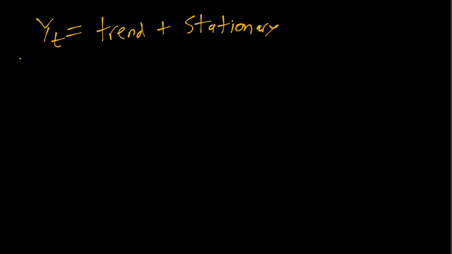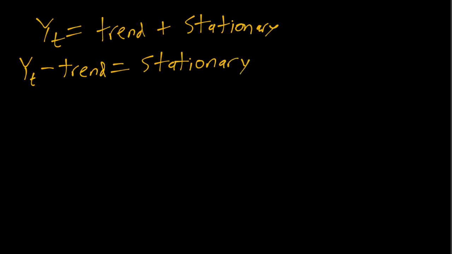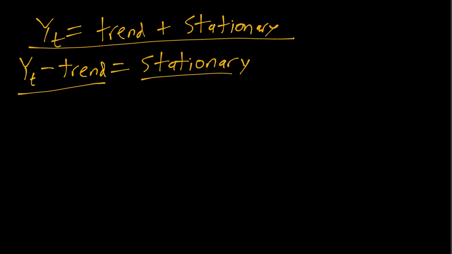So if we subtract the trend from both sides, so yt minus trend equals stationary. So being optimistic, we might call this original yt as trend stationary, because if we were to remove the trend, we would be left with something stationary that's easier to deal with.